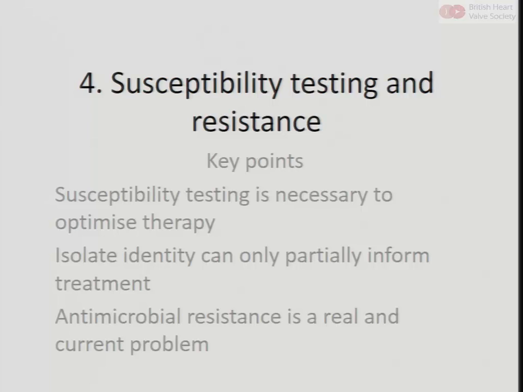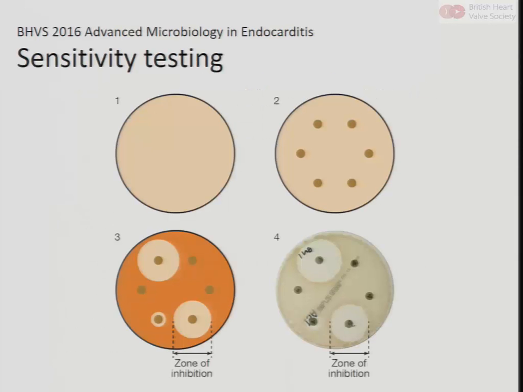Susceptibility testing and resistance. Key points here: susceptibility testing is necessary to optimise therapy. That may be stating the obvious, but it's pretty important in endocarditis because there's lots of resistance in these bugs that are causing the infection. Isolate identity can partially inform treatment, so John's already made that point, that as a microbiologist we can have a pretty good stab at what is likely to be effective, but we can't 100% know, and I'd much rather have the results if I can. Antimicrobial resistance, I hate to bang on about it, but it's not something that is about future generations, it's right here, right now, and I'm going to tell you about that some more.